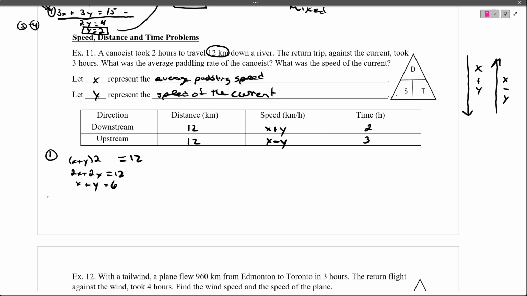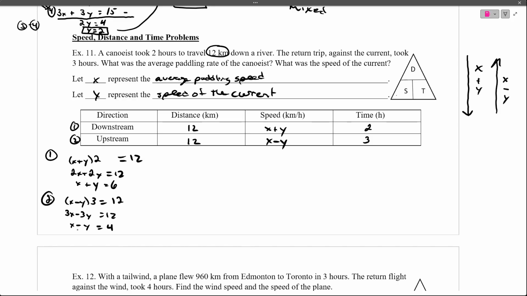Let's do equation 2. So if this is representing equation 1 and this is representing equation 2, it's the exact same thing. Distance is equal to speed times time. So we have x minus y multiplied by 3 this time is going to be equal to 12. We've got to multiply it through, so we end up with 3x minus 3y, because there's a minus sign there, is equal to 12. We can again reduce this by dividing both sides by 3, and we end up with x minus y is equal to 4. So we have our two equations. We have x plus y equals 6 and x minus y is equal to 4.